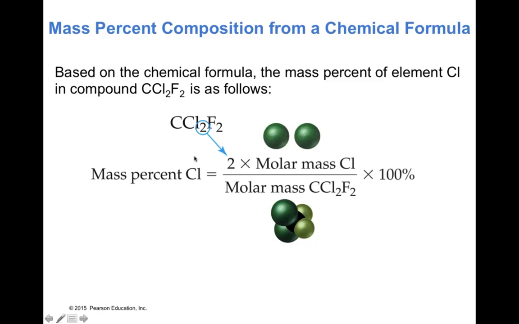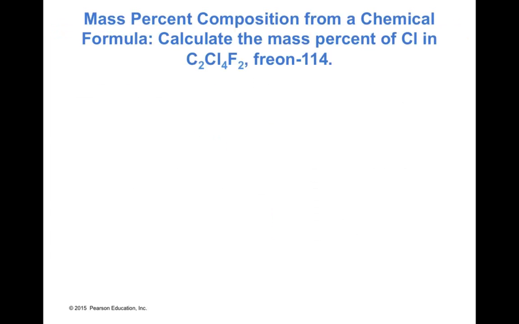The same thing will be with fluorine, because we have 2. If we need to calculate the mass percent for fluorine, it will be 2 times the molar mass of fluorine divided by the molar mass of CCl2F2. And the mass percent of carbon will be just 1 times the molar mass of carbon divided by the molar mass of the whole compound. So let's do an example.